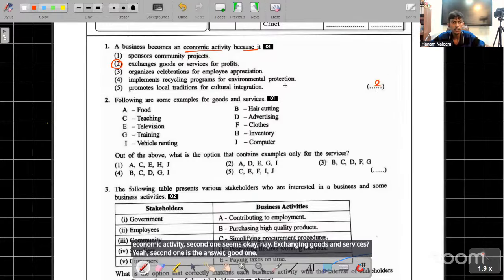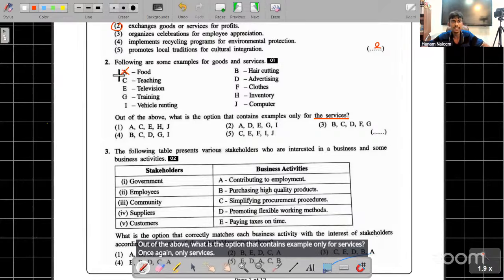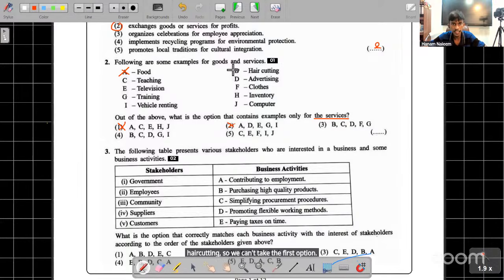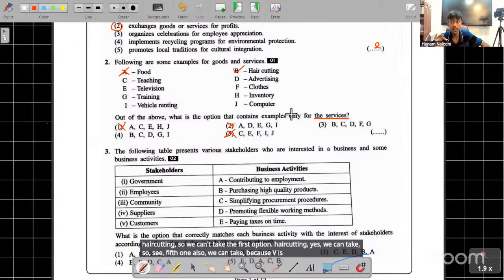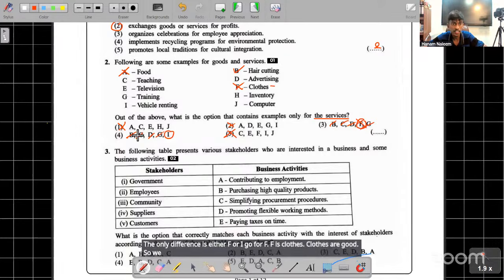Good one. Out of the above, which option contains examples only for services? Once again, only services. Food we can't take. Hair cutting, yes, we can take. So C, the fifth one also we can take because B is missing. Now see, smart: B, B, C, C, D, D, G, G. The only difference is either F or I. Go for F. F is clothes. Clothes are goods, so we can't take F. Wrong. The answer is the fourth one.